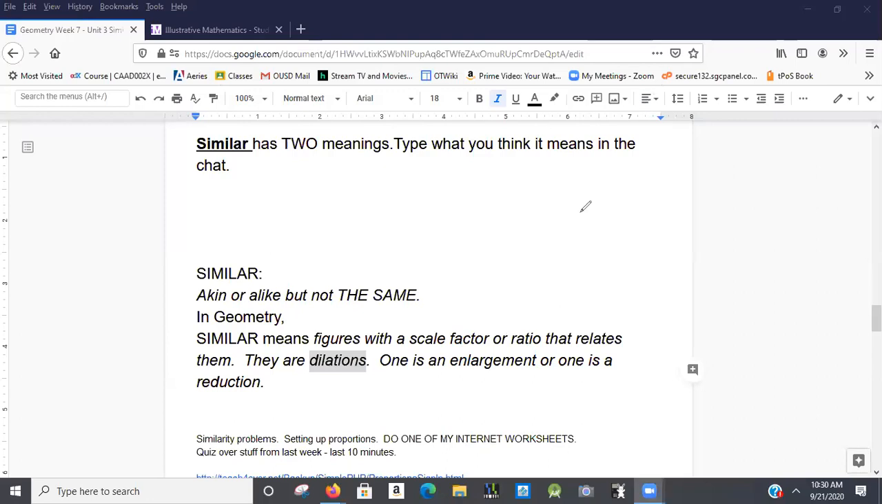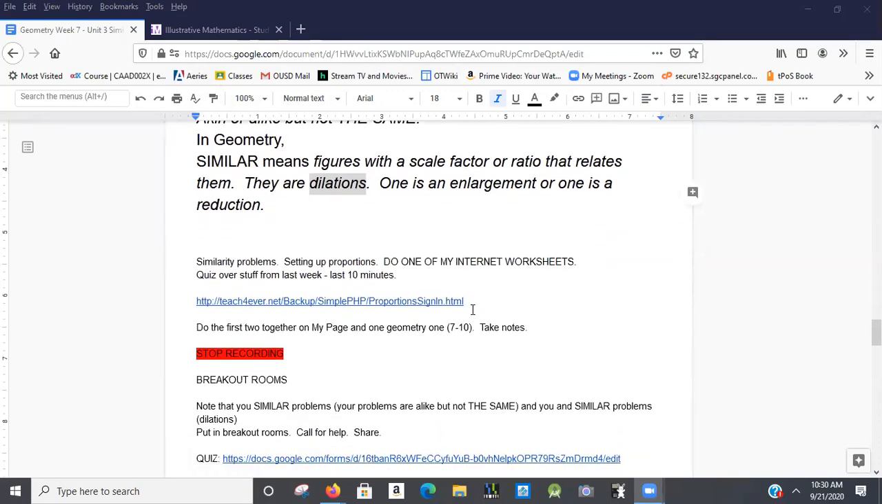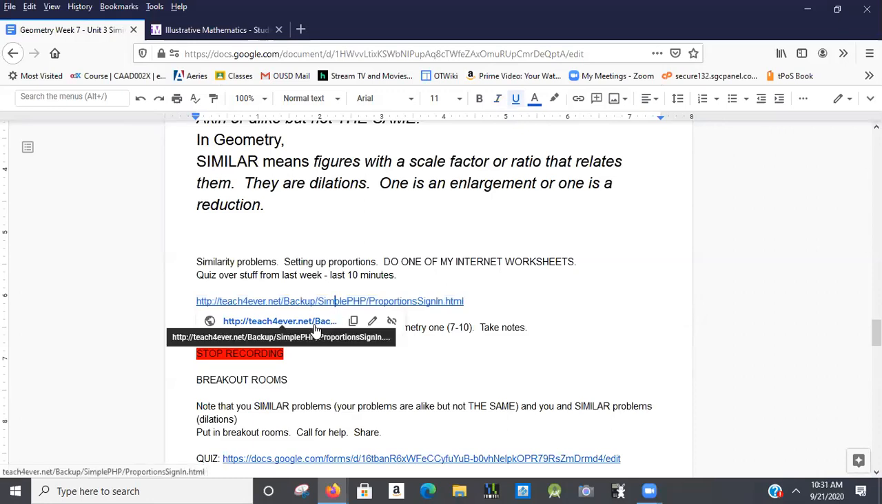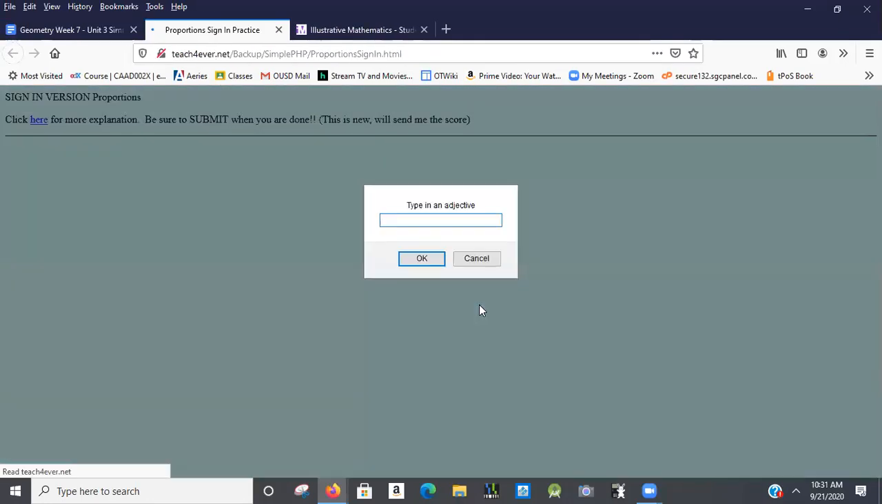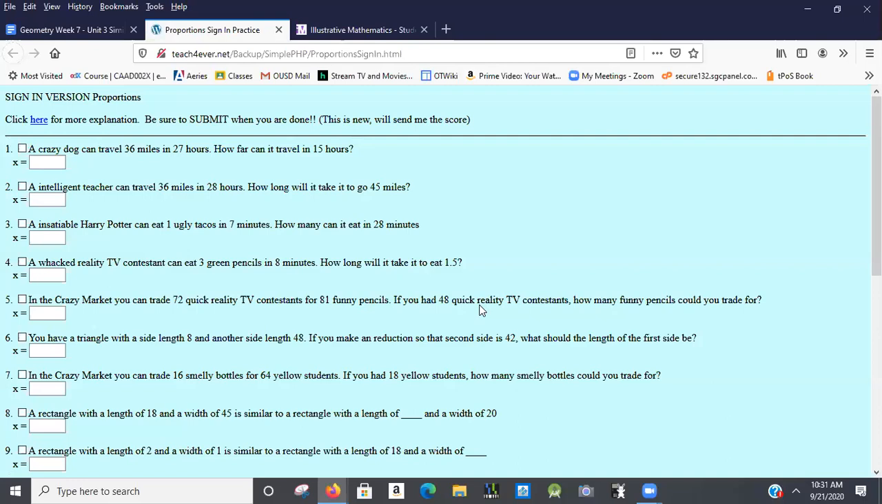Okay, so I'm going to give you an internet sheet to work on in a minute. I'm going to give this to you in a minute, but right now we're going to do these together. This is a little bit of a Mad Lib, and you're going to see one like this in a minute. When it asks you for the adjective and the noun, I don't care what you put in. It's just meant to make it fun. Notice it says a crazy dog and an intelligent teacher at the top. It's just doing a little Mad Lib here.